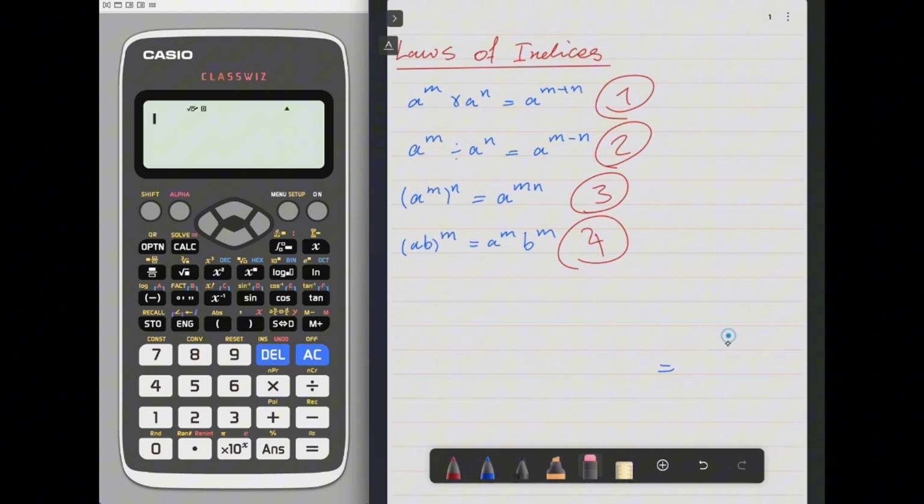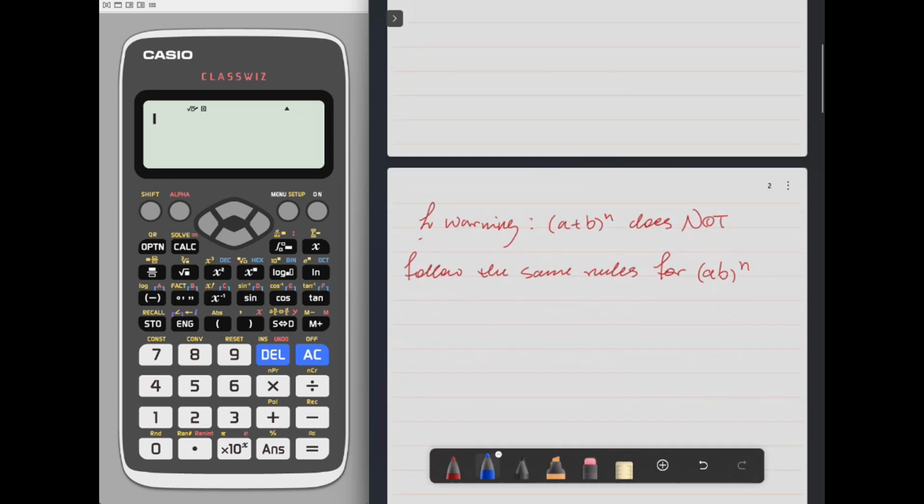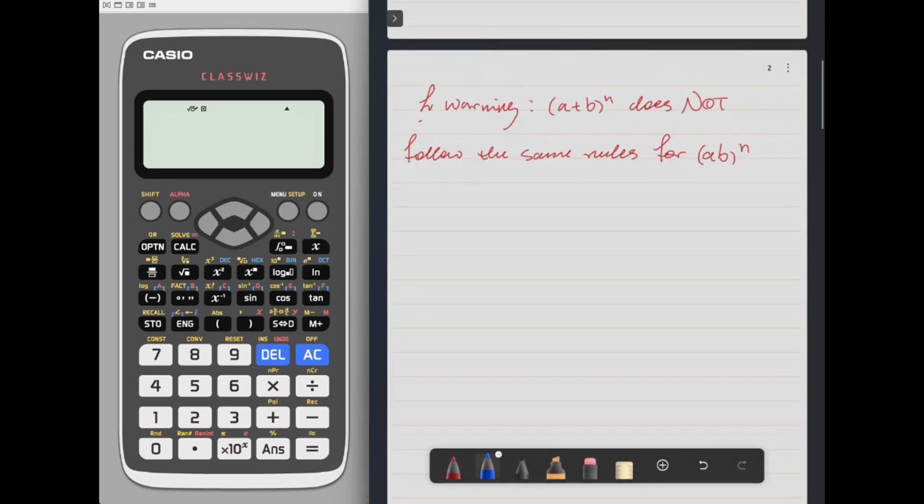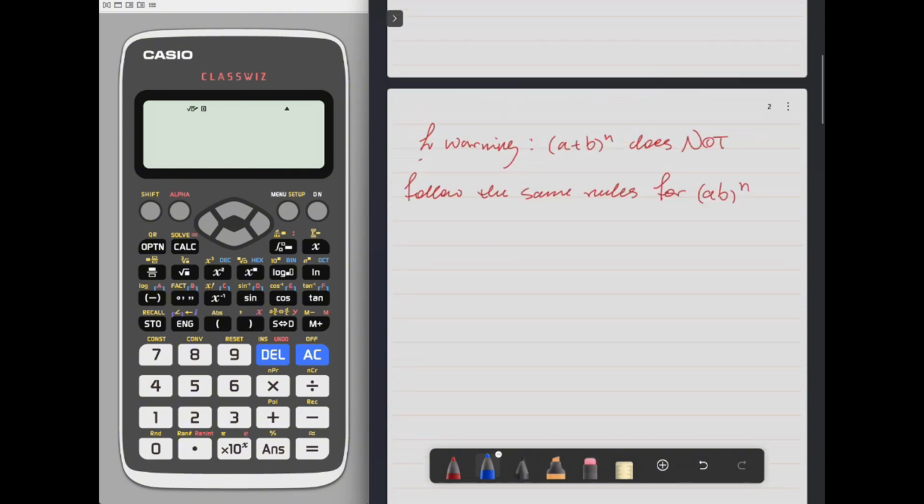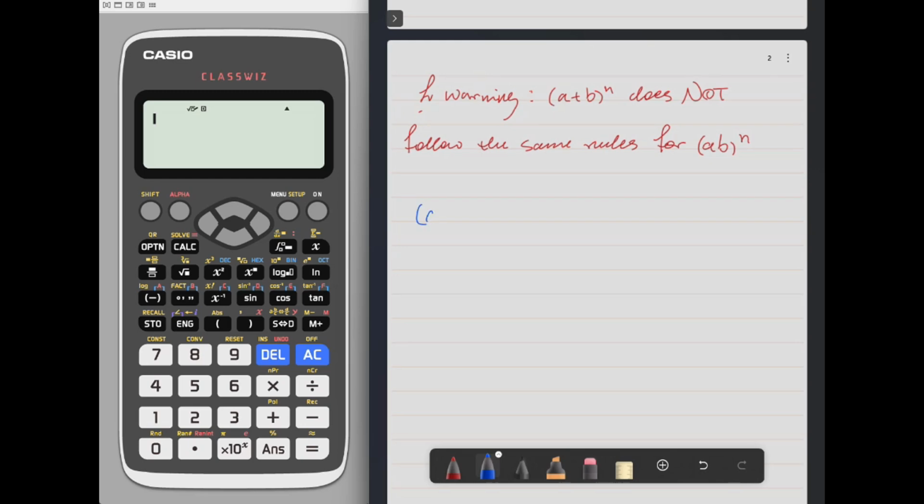And here remain two little warnings. The first warning: (a plus b) to the power of n does not follow the same rules as (ab) to the power of n. Right, because sometimes we see some people do it like that. They say that if I have (a plus b) to the power of n, then it is going to be a to the power of n plus b to the power of n as well.